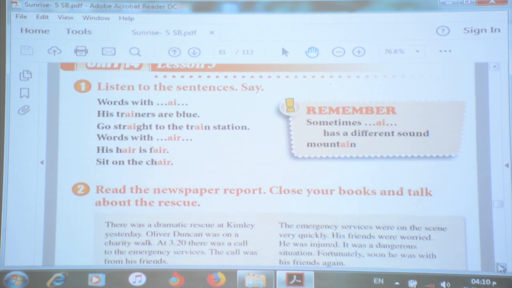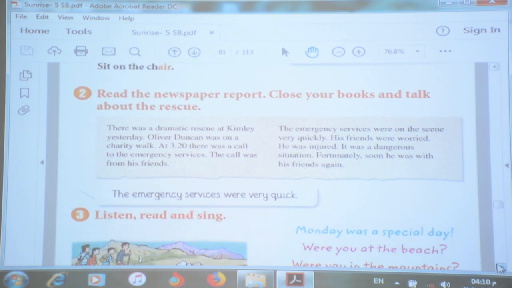Look at number two. There's a reading about a rescue. There was a dramatic rescue at Kimberley yesterday. Oliver was on a charity walk at 10 past 3. There was a call to the emergency service. The call was from his friends. The emergency service were on the scene very quickly. His friends were worried. He was injured. It was a dangerous situation. Fortunately, soon he was with his friends again. The emergency services were very quick. This reading is about a rescue, and this was a dramatic rescue.